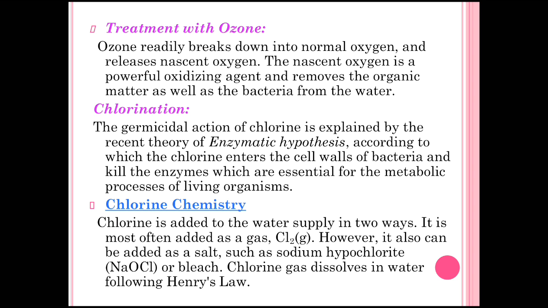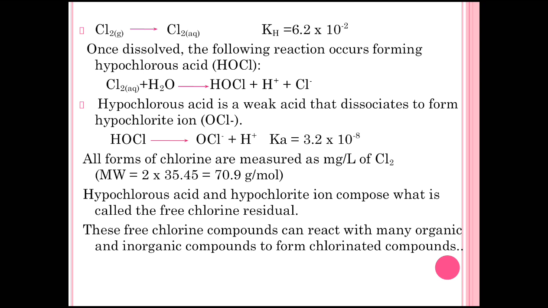Chlorine gas dissolves in water following Henry's law. Now let us see the reaction, what exactly happens. Whenever Cl2 gas is allowed to pass into water, it mixes with the water, so it is called Cl2 aqueous. Once it is dissolved, the reactions occur with sodium hypochlorite. It means whenever Cl2 is aqueous in the presence of water, then hypochlorous acid is formed along with the removal of chlorine and hydrogen.